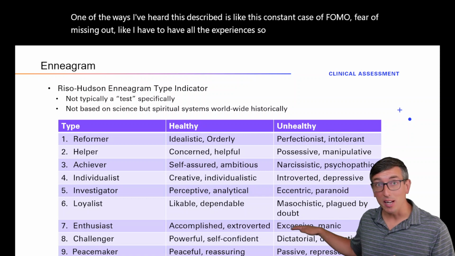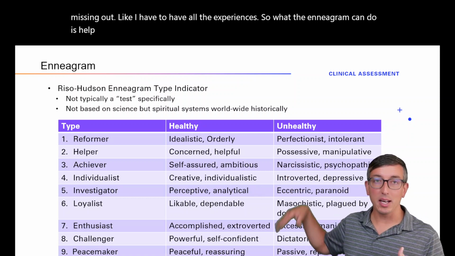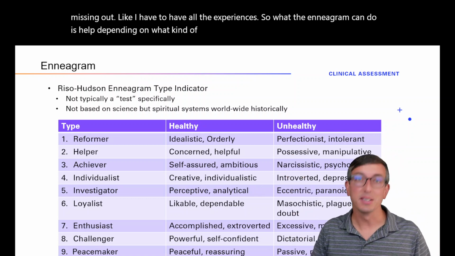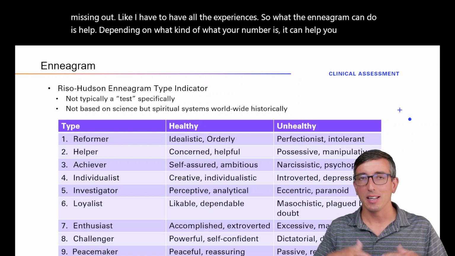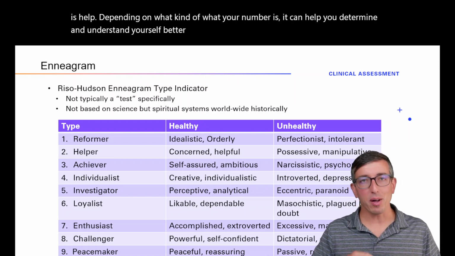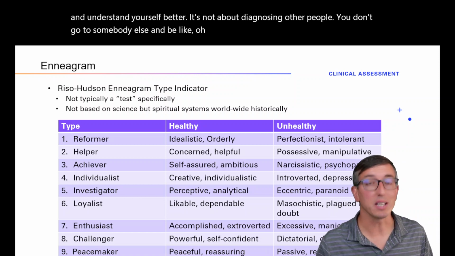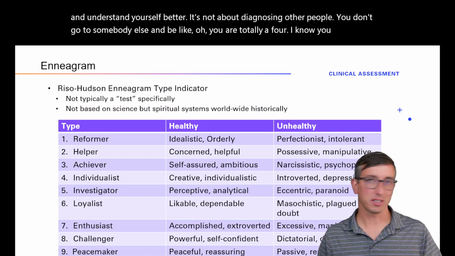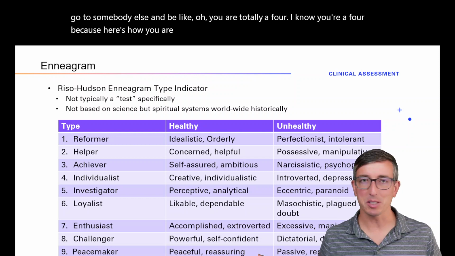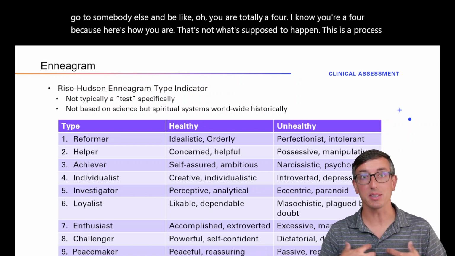So what the Enneagram can do, depending on what your number is, is help you determine and understand yourself better. It's not about diagnosing other people. You don't go to somebody else and say, oh, you are totally a 4, I know you're a 4 because here's how you are. That's not what's supposed to happen. This is a process of self-discovery.